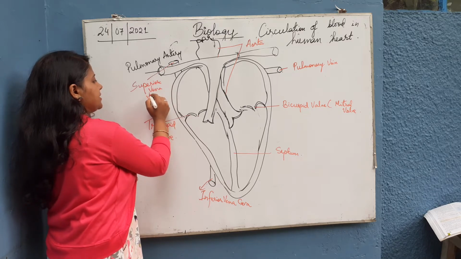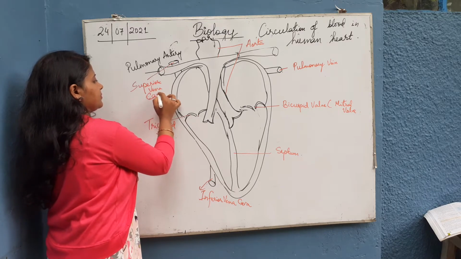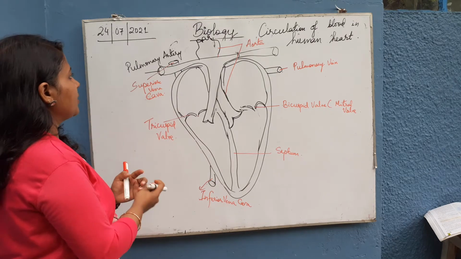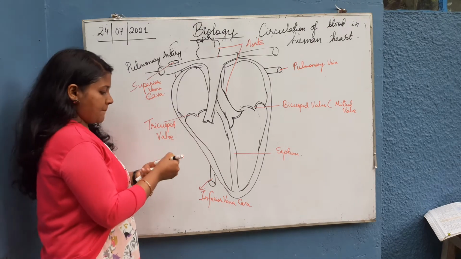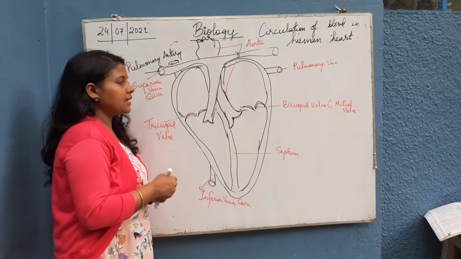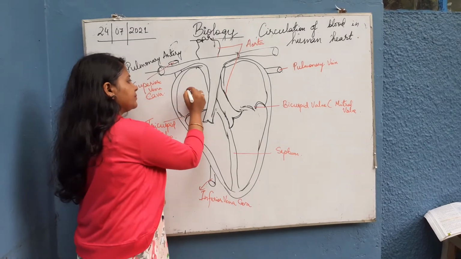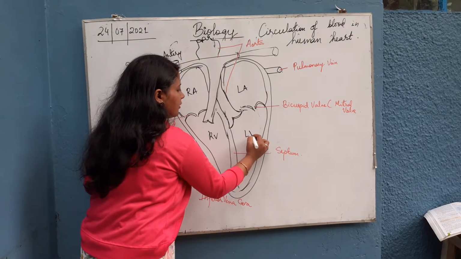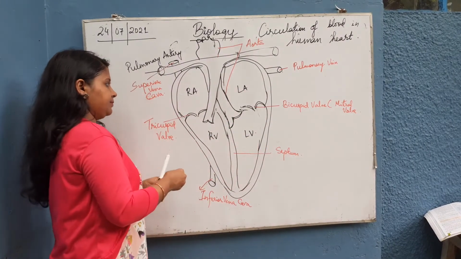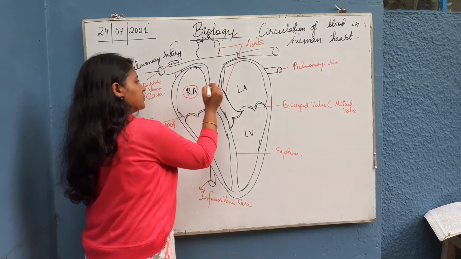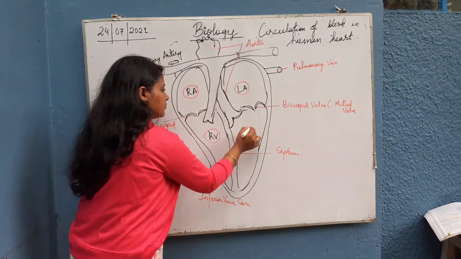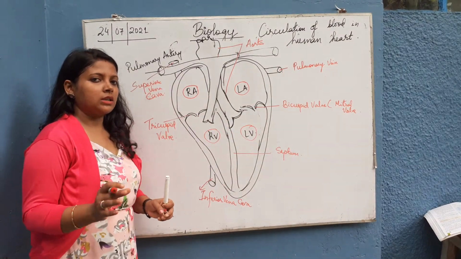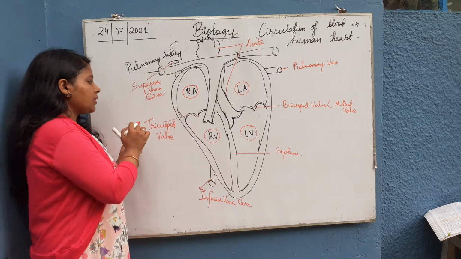So these are the veins that enter the heart, that is the opening of the heart. Now there are four chambers in mammals as you have studied: right atria, right ventricle, left atria, left ventricle. Now let's see how the blood flows in the human heart. In short, I will be explaining.